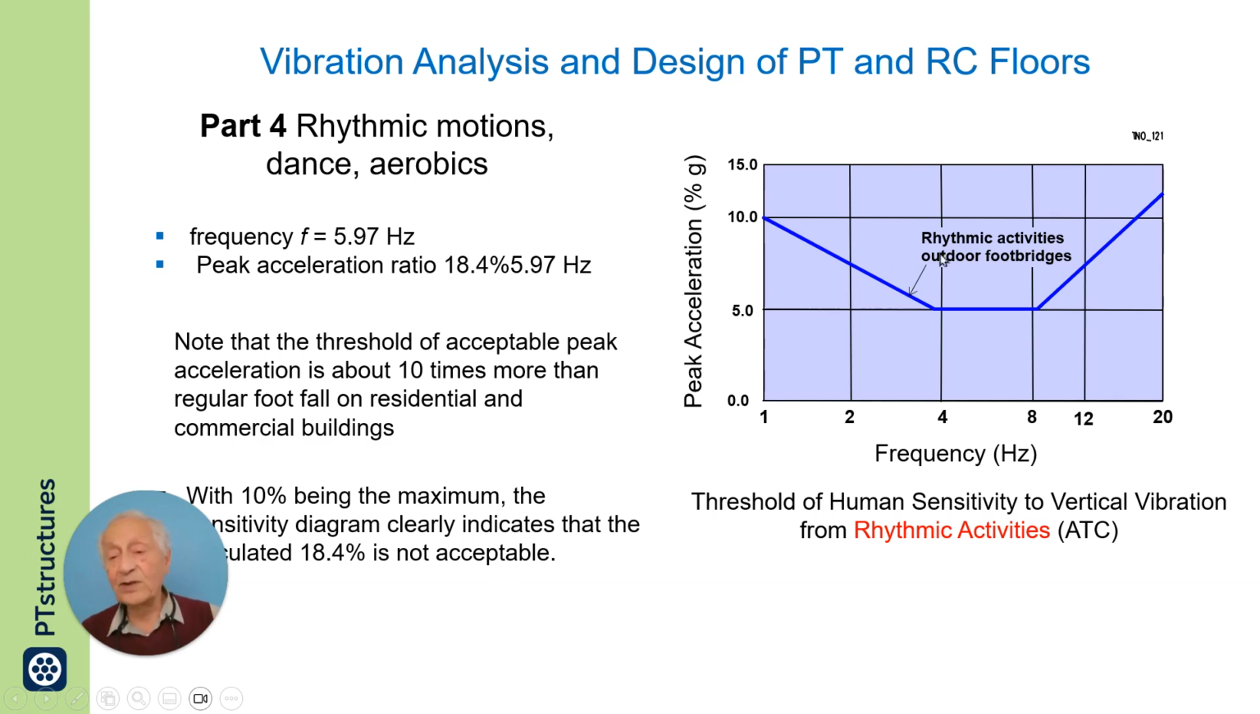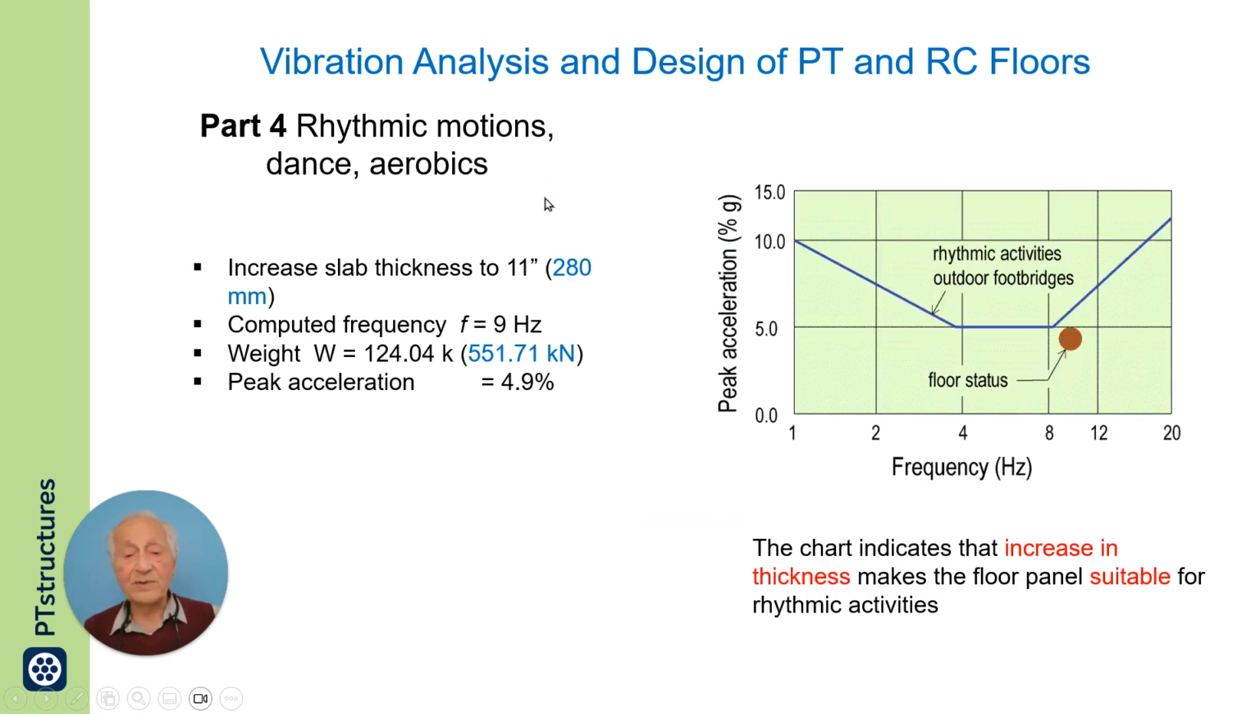So the floor that we have is not good for dancing. It will vibrate too much. We have to do something. We may increase the slab thickness to 11 inches. Before it was 8 inches.